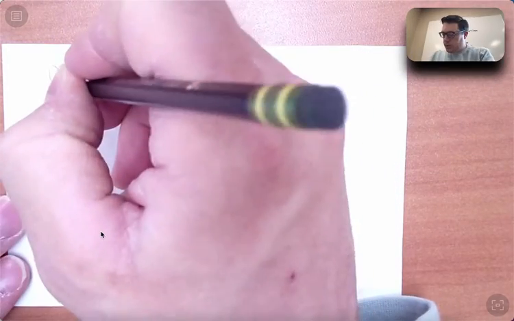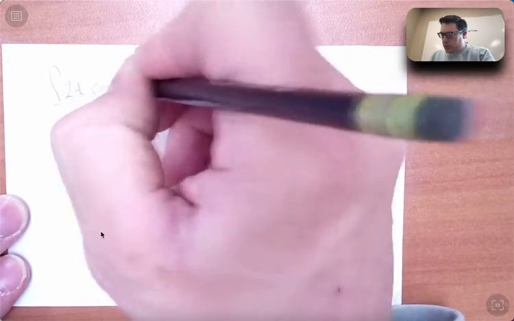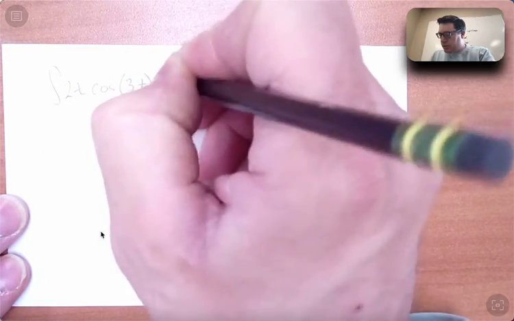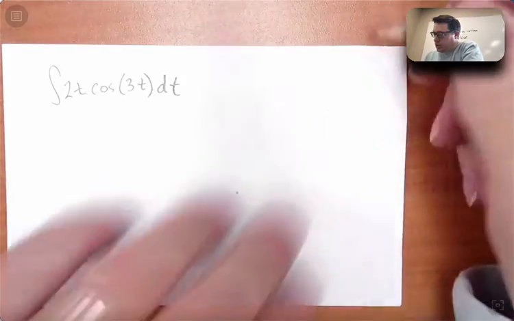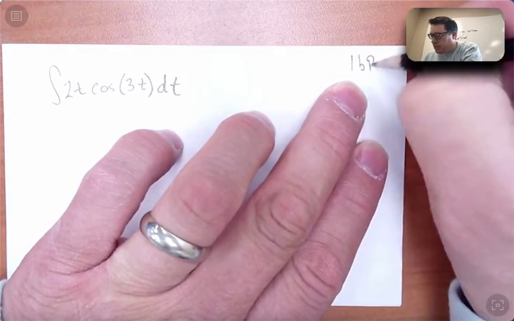of 2t times cosine of 3t. Hey guys, I'm going to be using this video as a representation of how to find the integral of this function using by parts. Integration by parts.